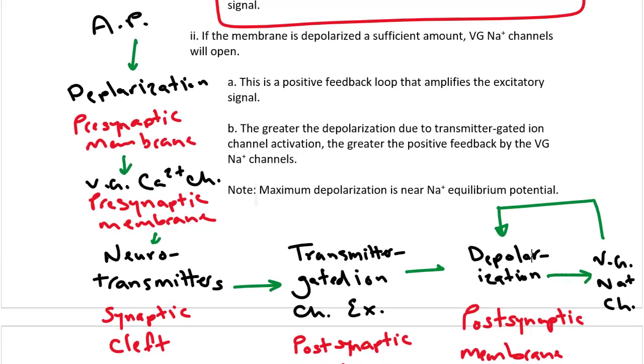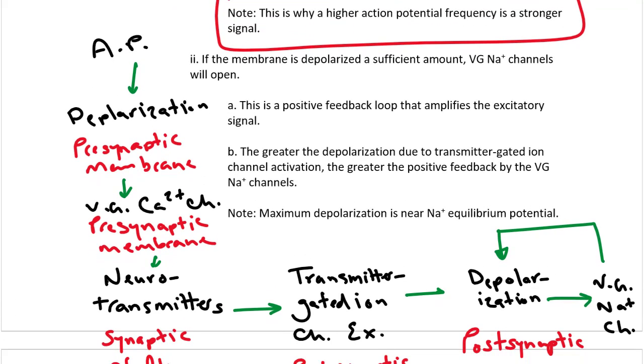Now, if we scroll back up, if the action potentials are of low frequency or if they stop, period. So let's go with that they stop. There are no action potentials being generated by the cell that is synapsing with this other cell. Then no action potentials, no depolarization of the presynaptic membrane, no voltage-gated calcium channels are activated, no neurotransmitter release, no transmitter-gated ion channels are activated, there's no depolarization, the voltage-gated sodium channels are not going to be activated, and there will not be any positive feedback loop for those voltage-gated sodium channels.